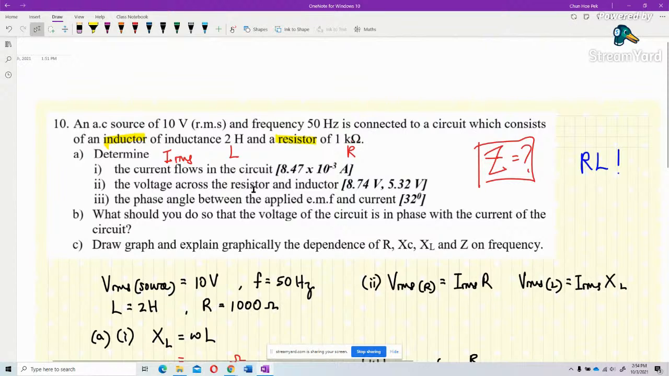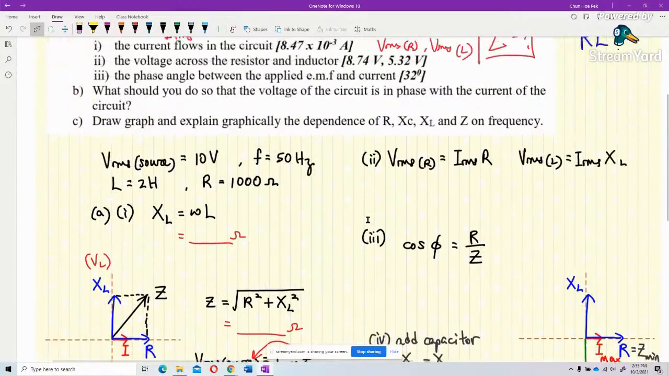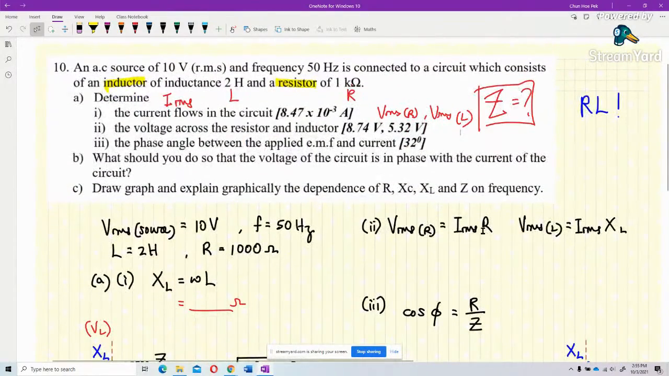Okay, so now what is the voltage across resistor and inductor? Again, no specify means root mean square. He wants the root mean square voltage for R and the root mean square voltage for L. Easy, because I already have the root mean square current. I also have R, I also have XL, so I can find VRMS R and VRMS L. Just use the formula: VRMS R equals IRMS R, VRMS L equals IRMS XL. I can get the answer, and that's the answer. I don't want to waste time writing all that.